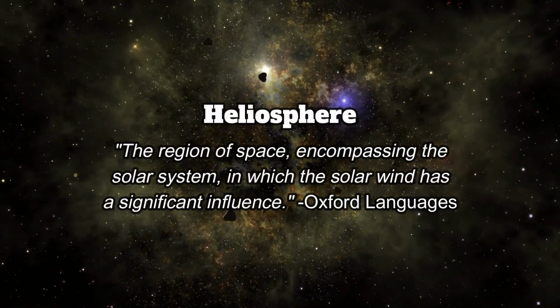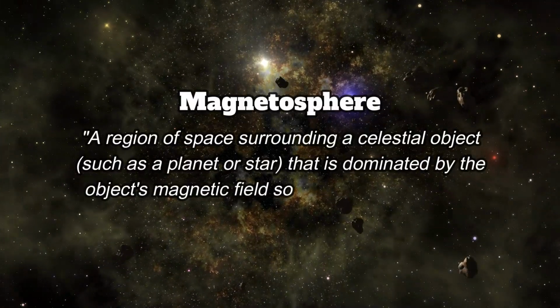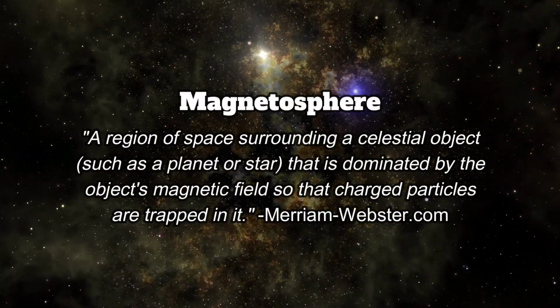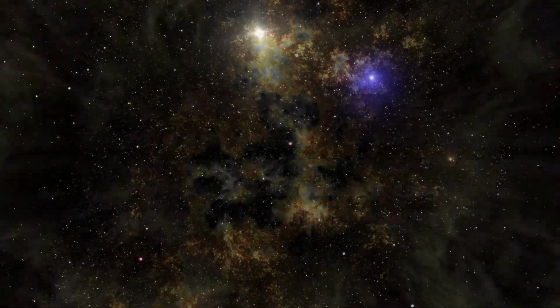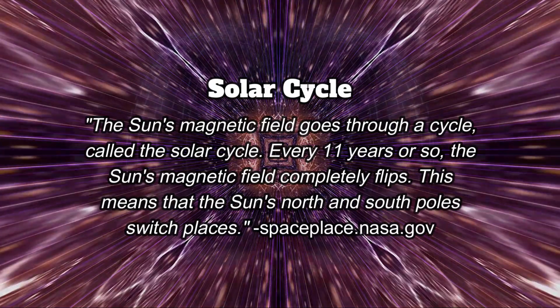Directly connected to this heliosphere, however, is a magnetosphere, which, in case you couldn't have guessed, pertains to the sun's magnetic field that pervades our entire solar system. Carried throughout the solar system by solar wind, the magnetosphere greatly influences solar activity and events, which are confined to a repeating pattern called the solar cycle.